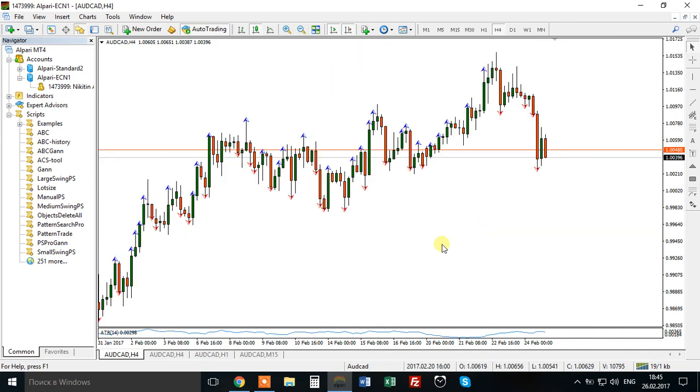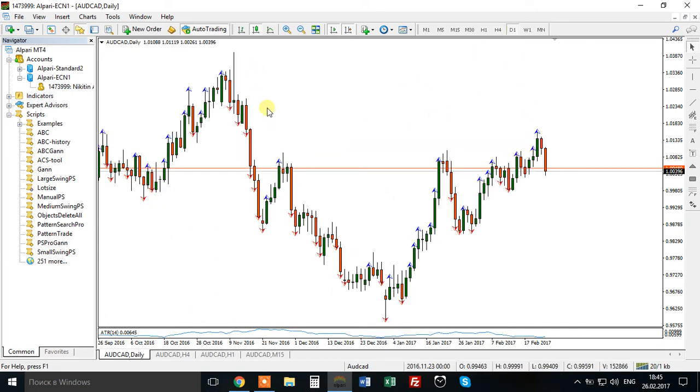So we can draw it the same way. What is it? 4 hour? Let me switch to 1 hour. So you can see the same swings as I drew on that.